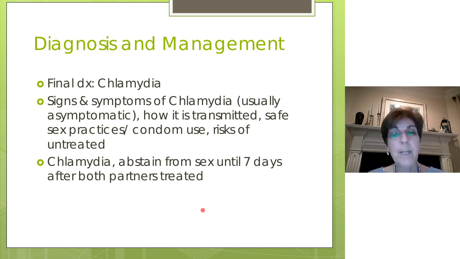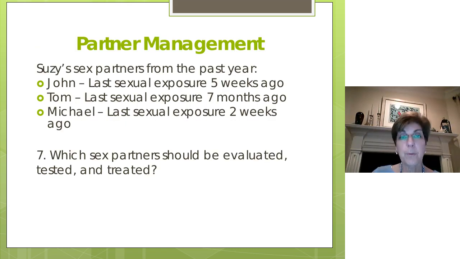And if they have chlamydia or gonorrhea, we talked about abstaining from sex until 7 days after both partners are treated. Very important. So if the other partner doesn't get treated for 5 days, then they wait 7 days after that partner is treated, okay? So both partners need to have had their treatment for 7 days before they have intercourse again, and hopefully with protection.